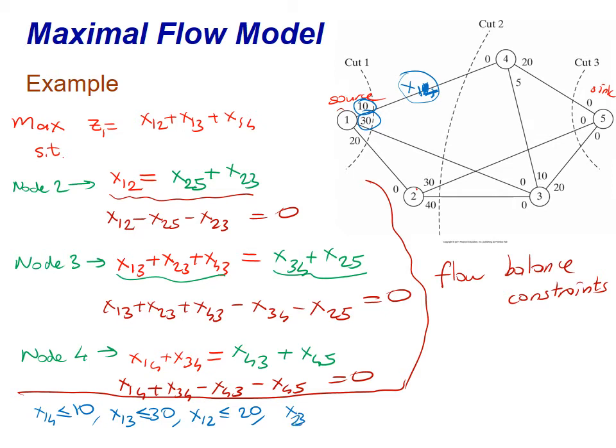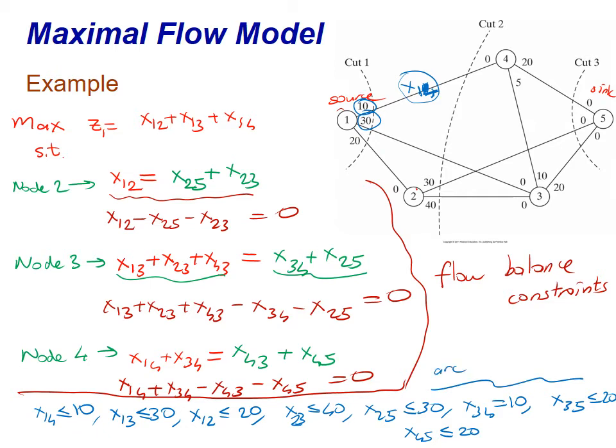x23 is less than or equal to 40. x25 is less than or equal to 30. Then x34 is less than or equal to 10, x35 is less than or equal to 20, and x45 less than or equal to 20. Okay, so these are the arc capacity constraints.